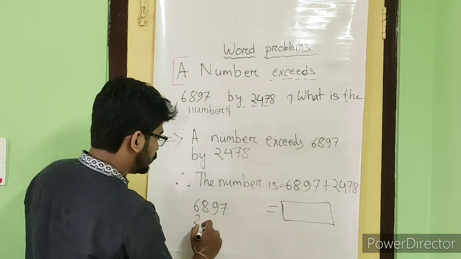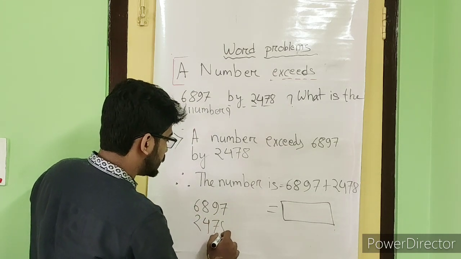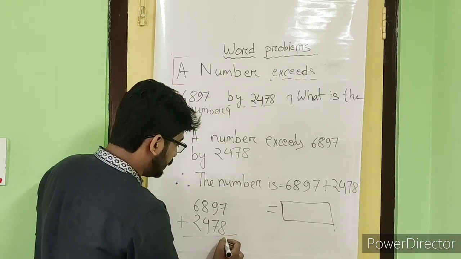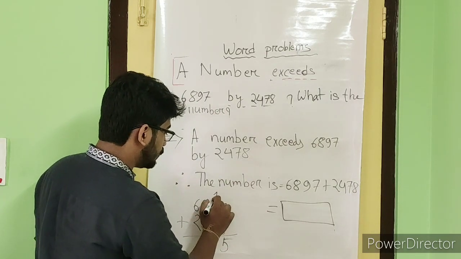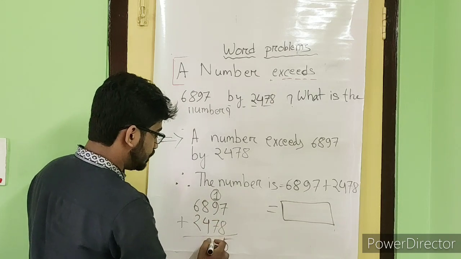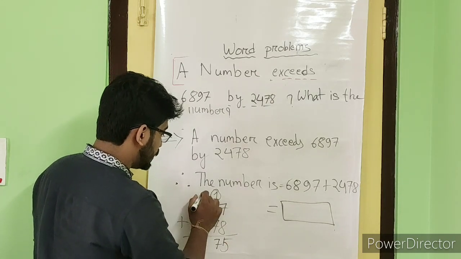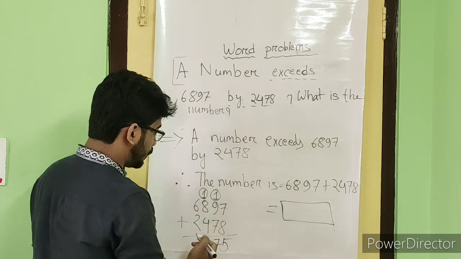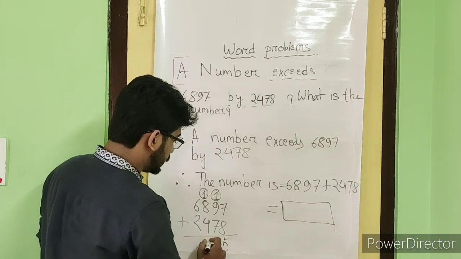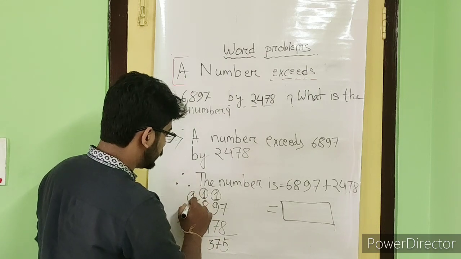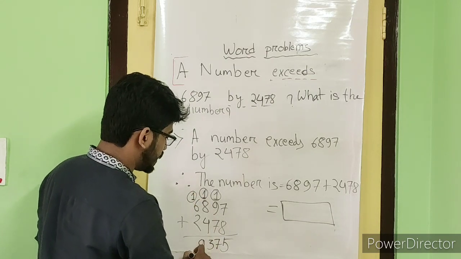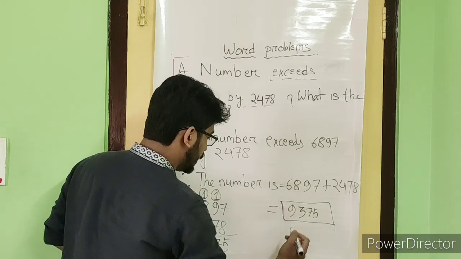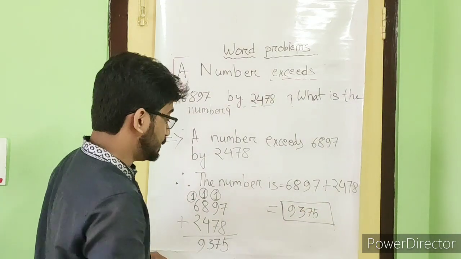6897 plus 2478. 8 plus 7, 15, carry 1. 9 plus 1, 10, plus 7, 17, carry 1. 8 plus 4 equals 12, plus 1, 13, carry 1. 6 plus 1, 7, 8, 9. So the number is 9375. Now we need to write the answer.